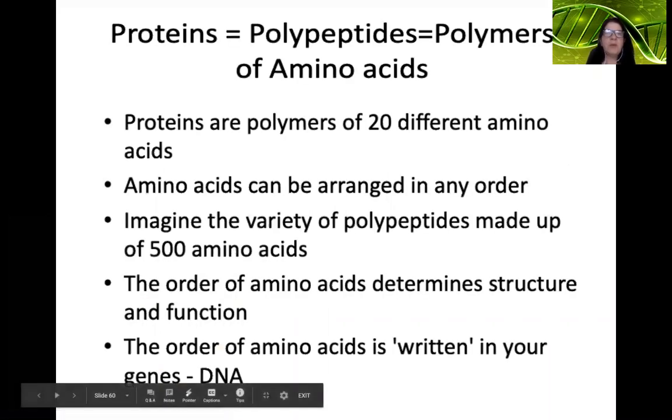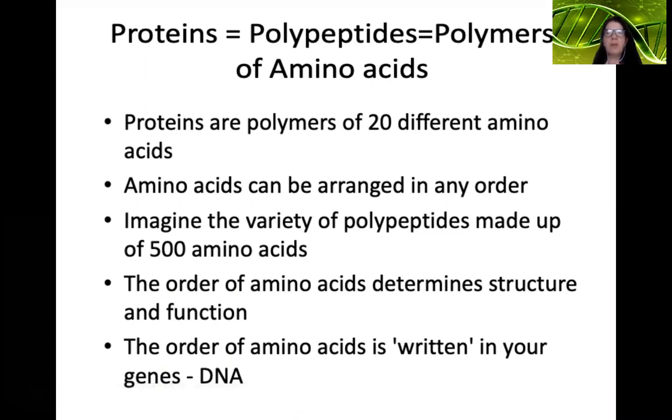So proteins are also called polypeptides. They're called polypeptides because they're polymers of amino acids. And proteins are polymers of actually 20 different amino acids. And the amino acids can be arranged in any order. Imagine how many different polypeptides you can make using 500 amino acids.